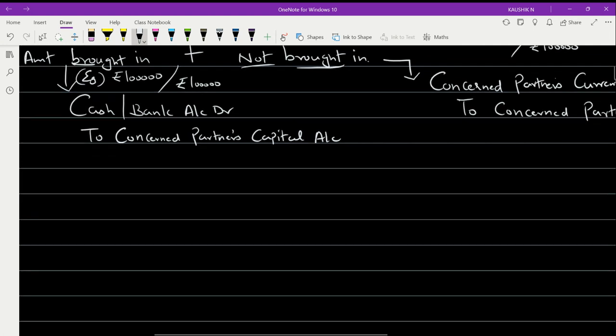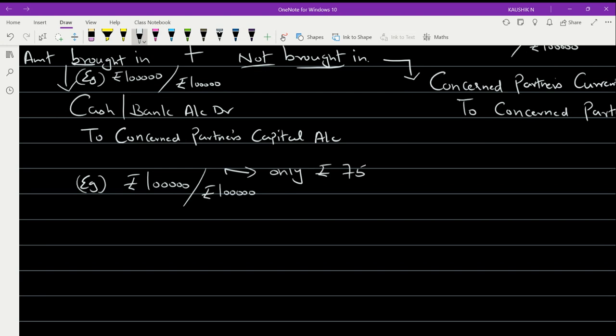Whereas the third case is the combination of these two, whereby he has to bring an amount of rupees 1 lakh out of rupees 1 lakh, but he brought only an amount of rupees 75,000 out of the required rupees 1 lakh. Thereby, he didn't bring 25,000. 25,000 he didn't bring out of rupees 1 lakh.